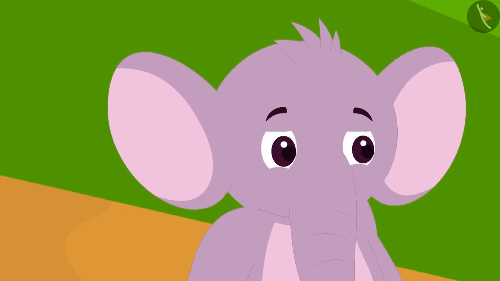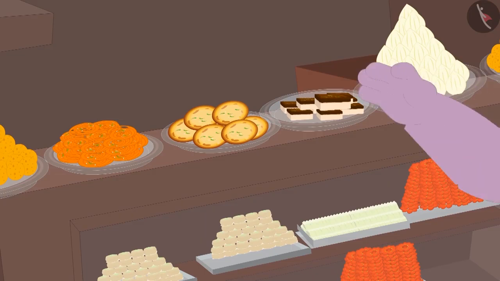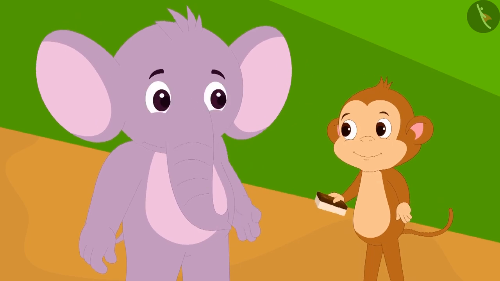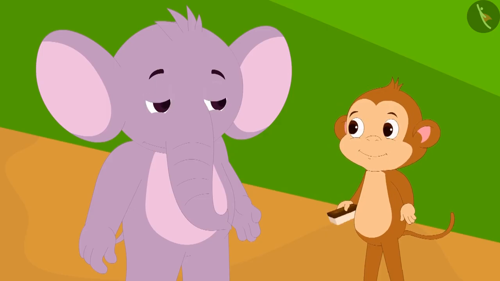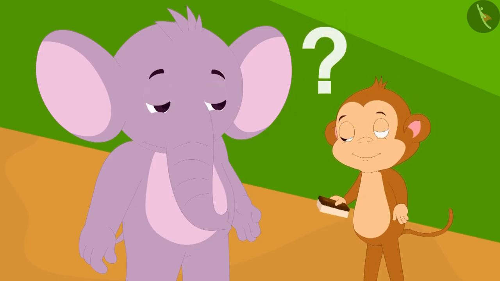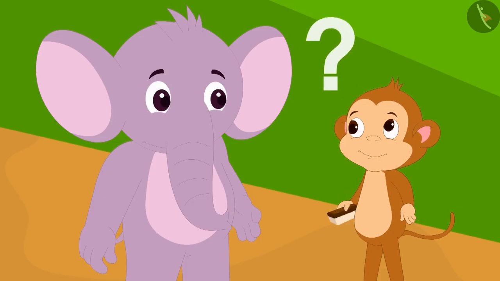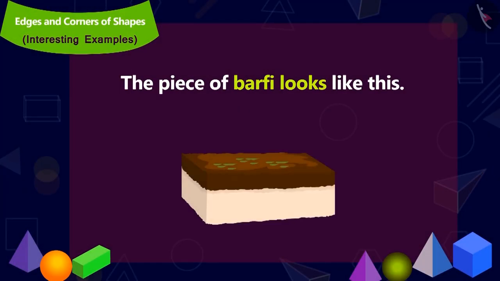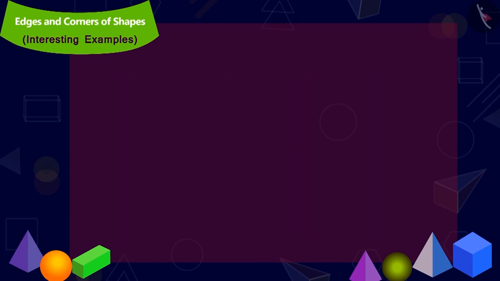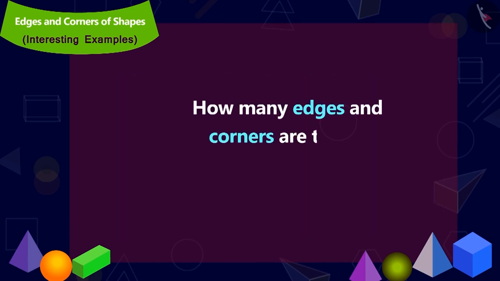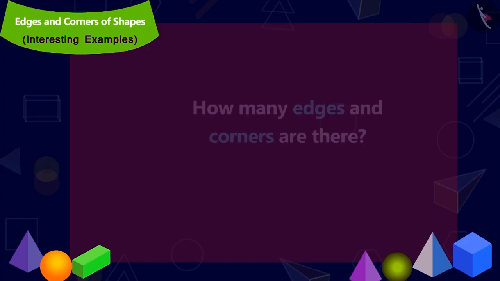Apu agreed. Apu first gave Babban a piece of a burfi. Babban immediately said, 12 corners and 8 edges. Is Babban's answer correct? This is how the piece of burfi looks. Can you tell how many edges and how many corners does it have?